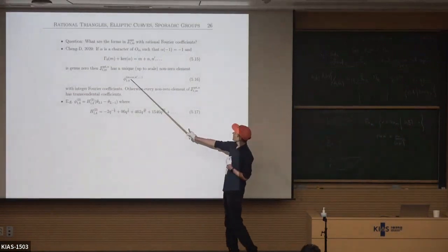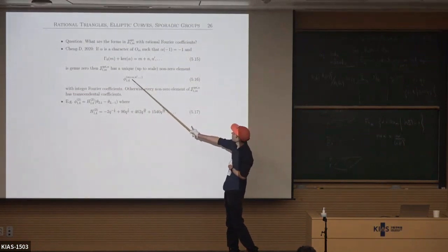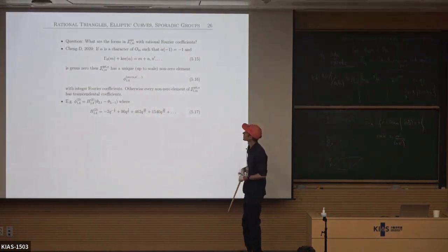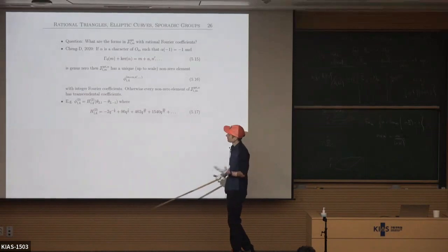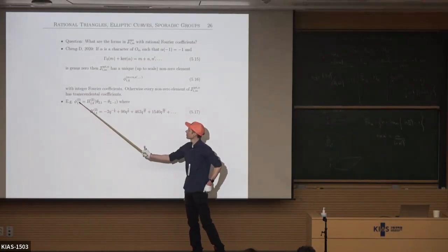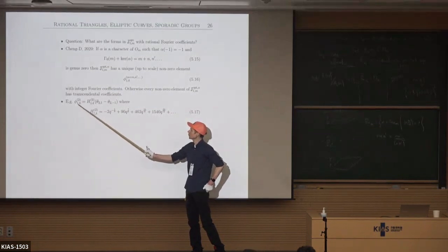Because I have an essentially unique example, it's natural to label them by these genus 0 groups, which are naturally indexing them. So this is the example. It's labeled with a 2.